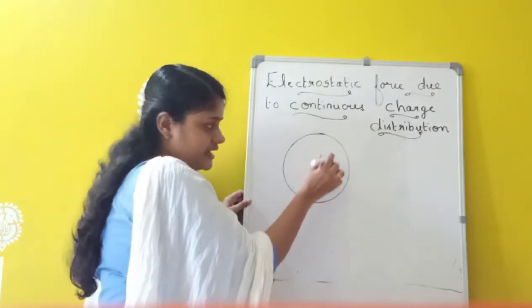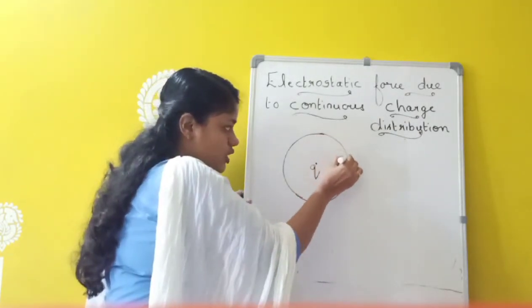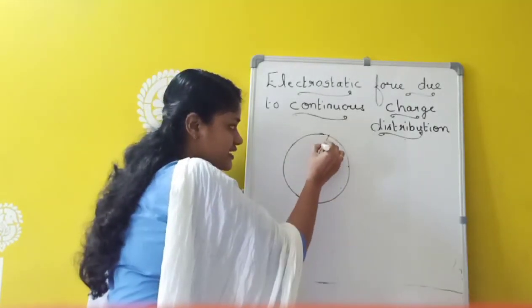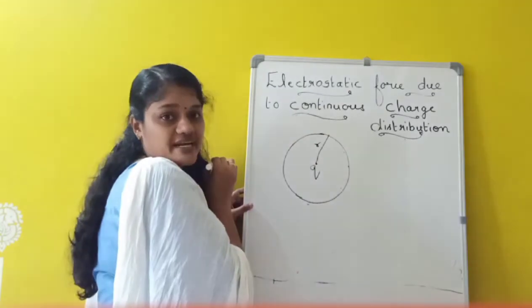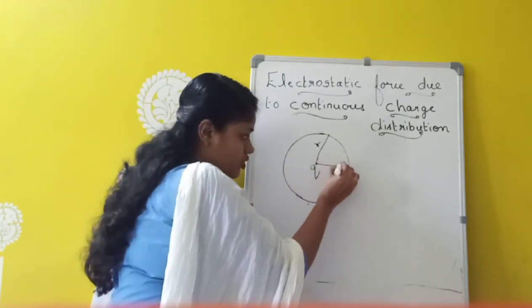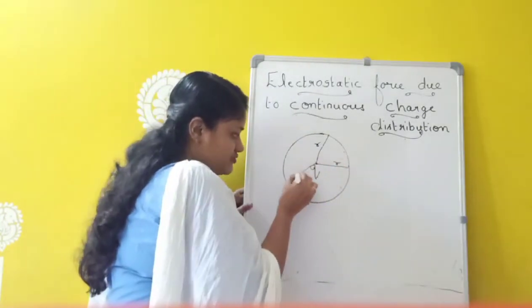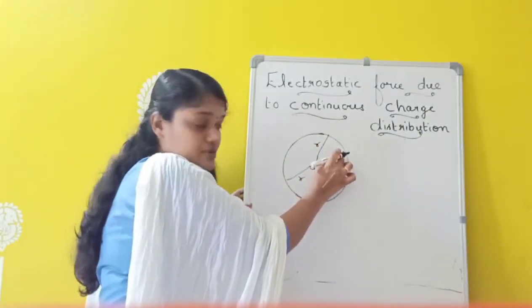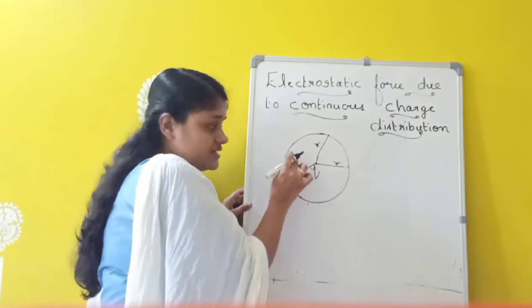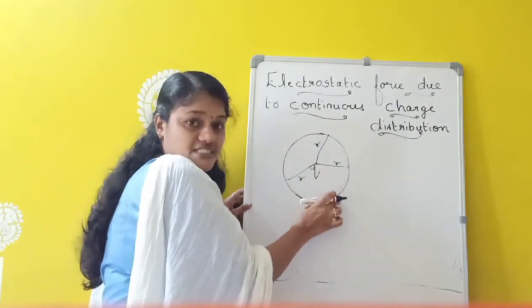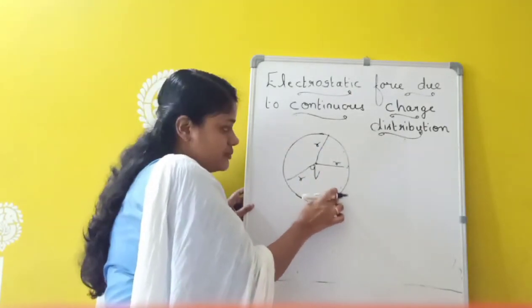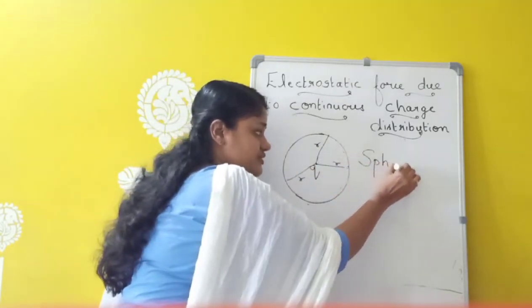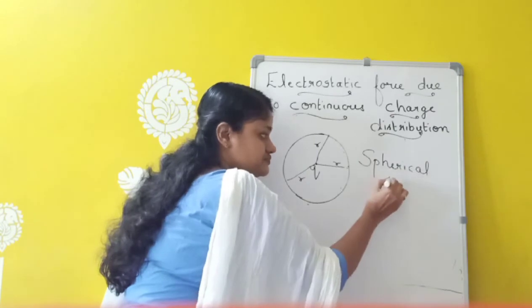Now we can say that the electric field intensity at all points on the surface will be the same. The reason is the distance everywhere is the same. Distance is equivalent to the radius. So the electric field intensity at all the points on the surface of a sphere will be the same because the distance remains the same. Whenever the distance remains the same, the electric field intensity also will be the same. That means it is showing spherical symmetry.